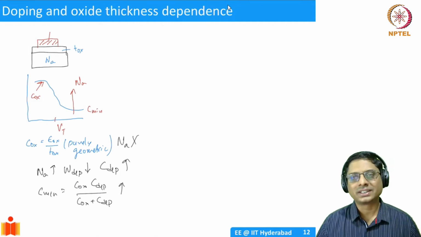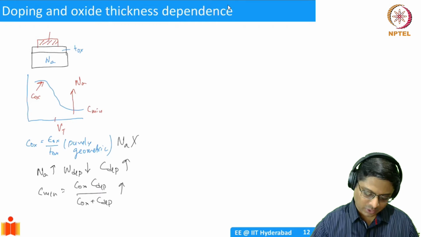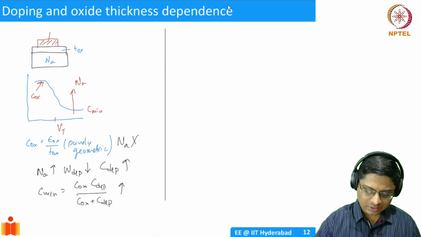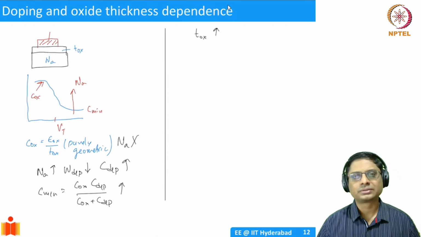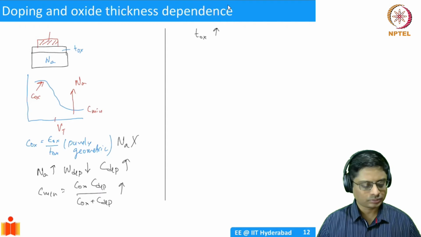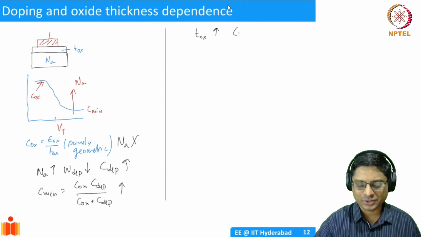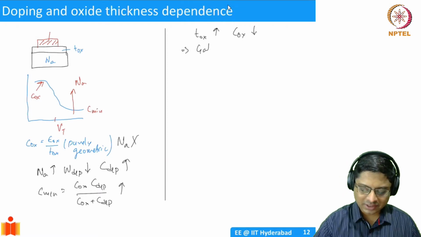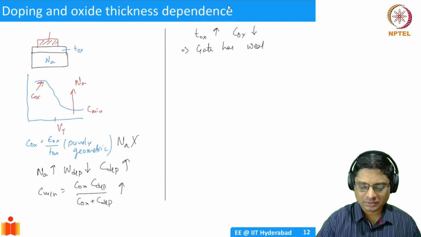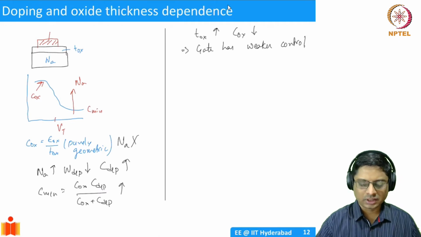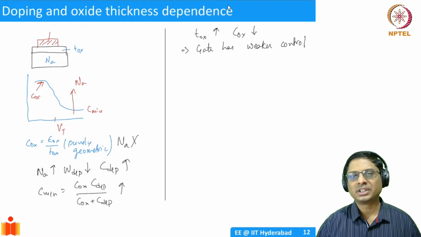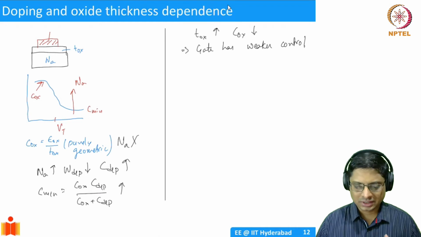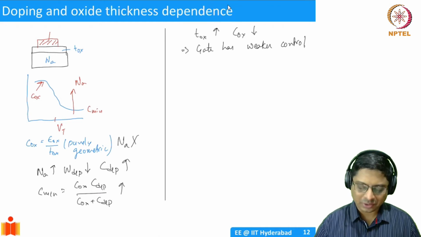Let's say what happens if your oxide thickness increases. So TOX increases, what should happen? One of the straightforward consequences is that COX will reduce. The capacitance of the oxide will reduce. This implies the gate has weaker control. You don't really have sufficient ability to deplete or invert. Essentially, that's weaker control.